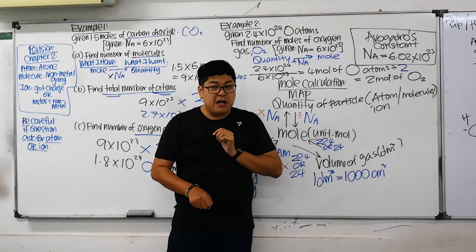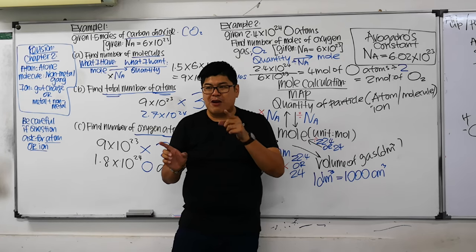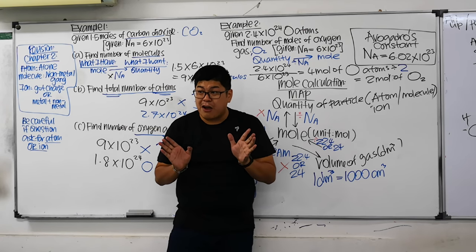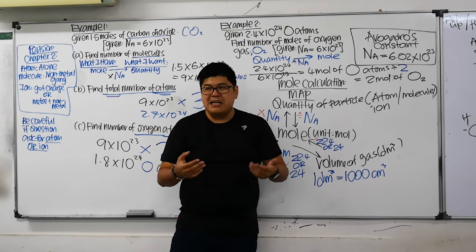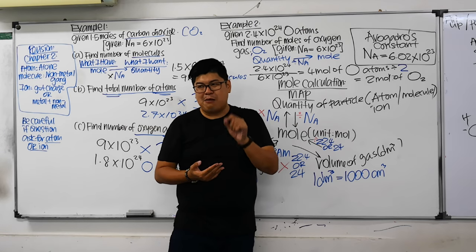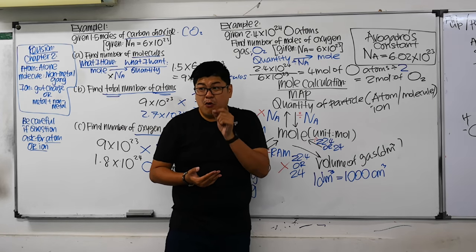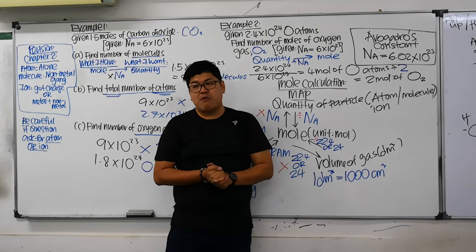Clear? Get the picture? If you think mole is so confusing for you all, you can relate it with dozen. The concept is the same. Are you okay with that? The only difference is what? Dozen is 12. Mole is 6 times 10 power 23. Understand? The only difference is that number, but the concept is very similar.